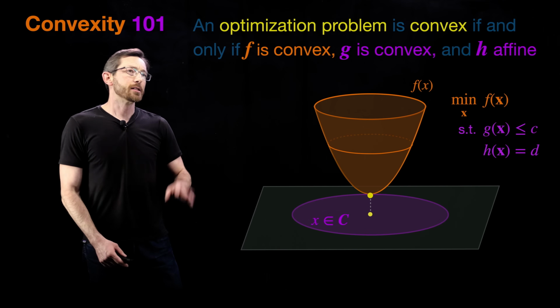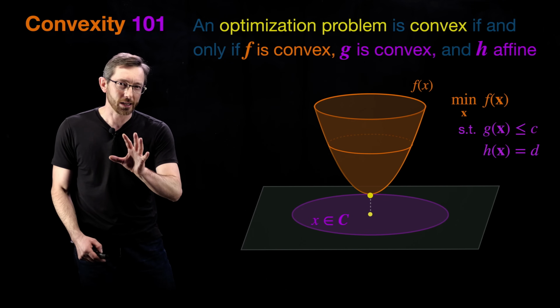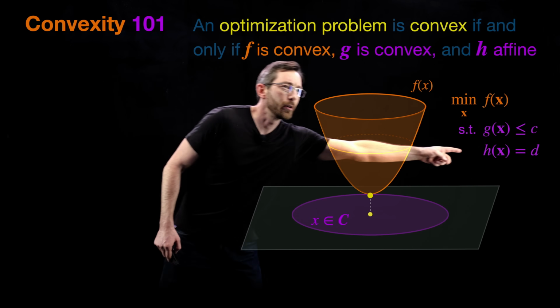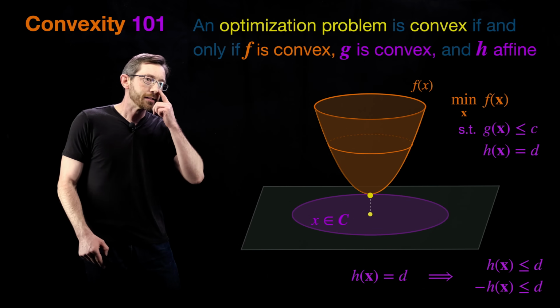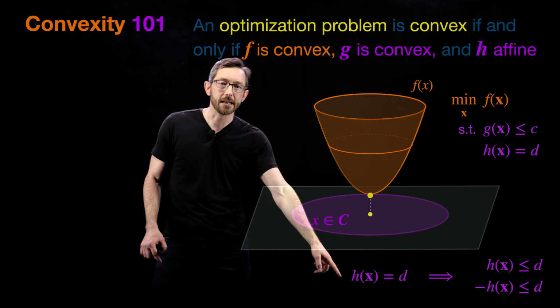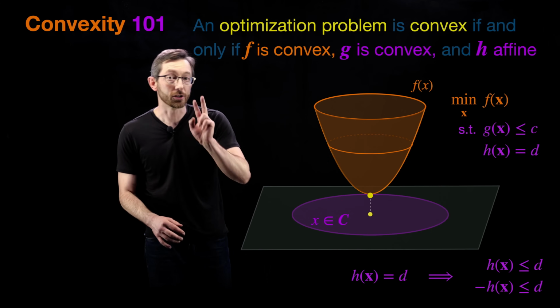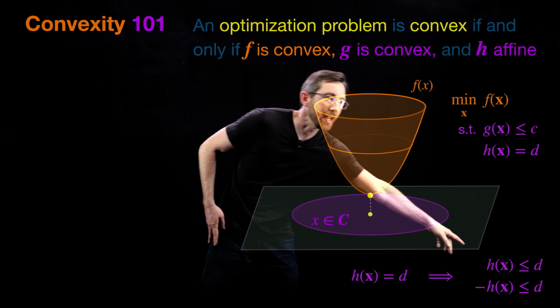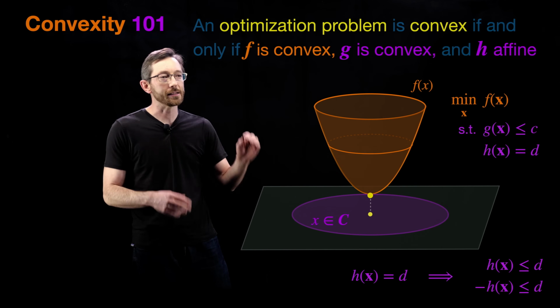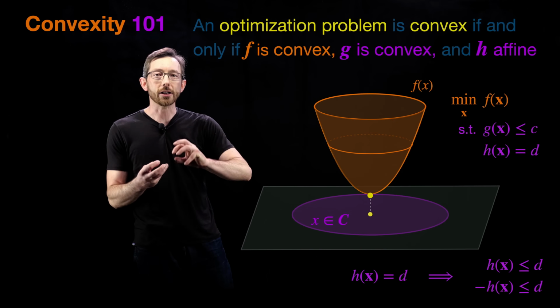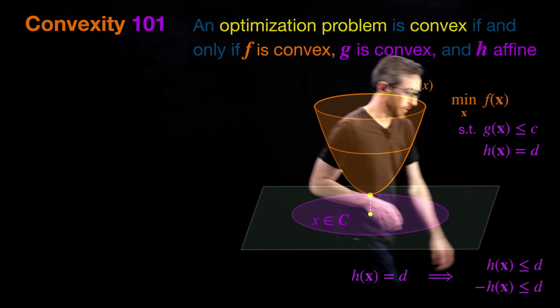Okay? So the way you can see this is pretty intuitive. I'm going to explain why these h of x have to be linear. If I have h of x equals d, you can actually write that as two inequality constraints. We could say that h of x is less than or equal to d, or h of x is greater than or equal to d.